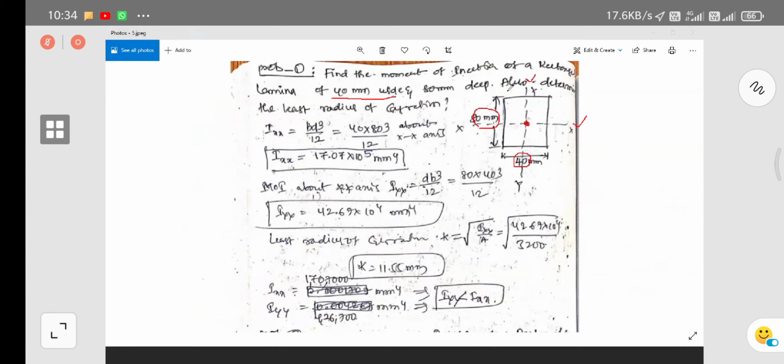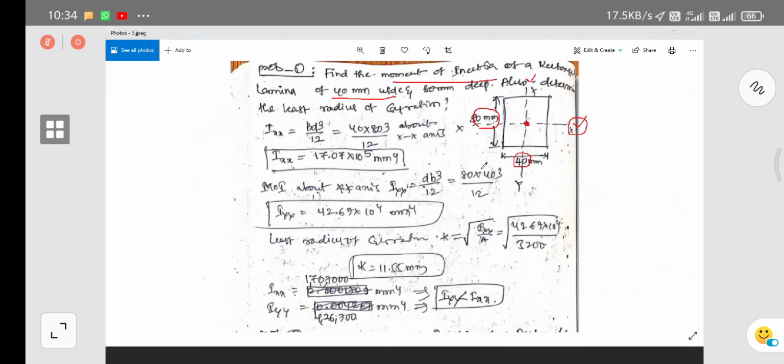He is asking to find only the moment of inertia. He has not specified the base axis. If he is not asking anything specific, you have to consider only the moment of inertia about the central axis. You have to find the moment of inertia about the central axis, so the central axes x and y here.